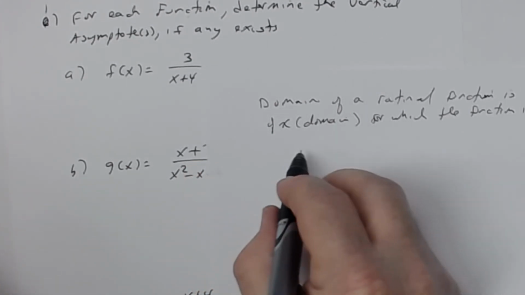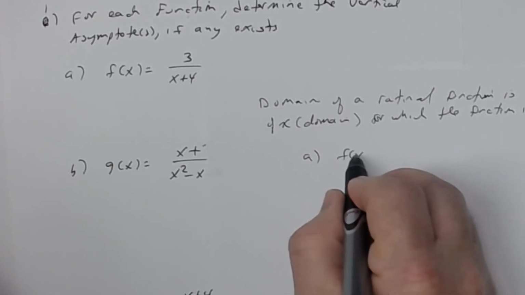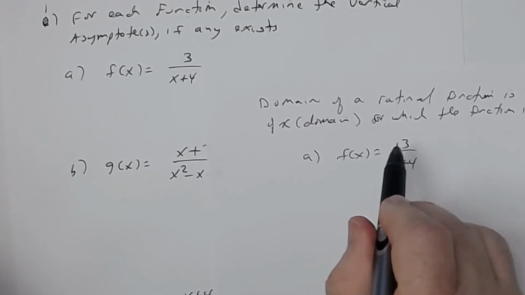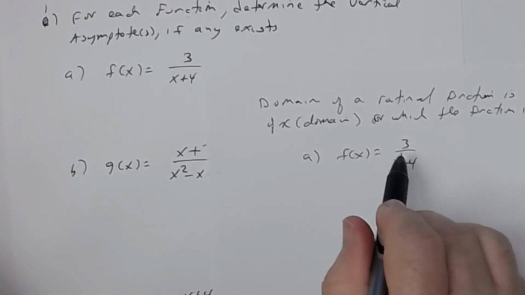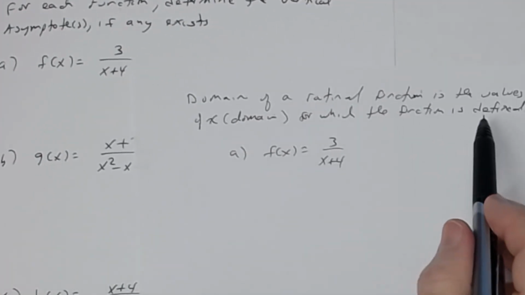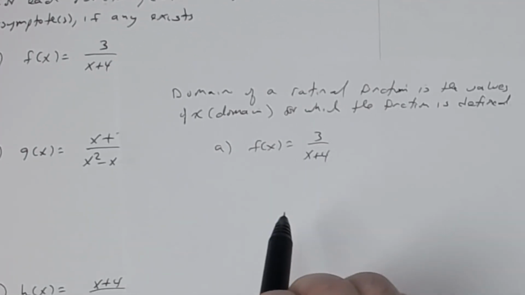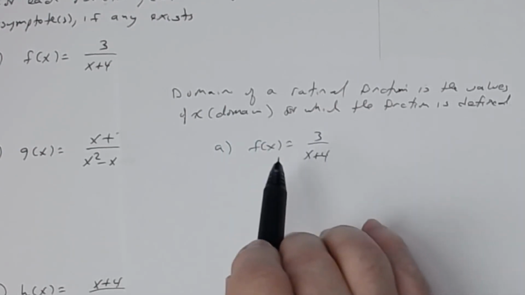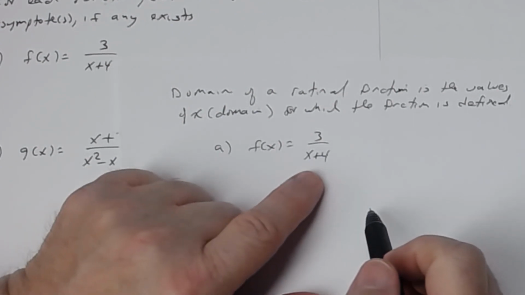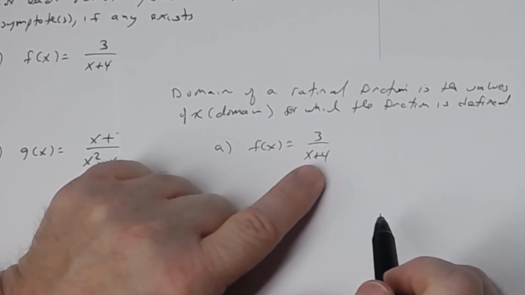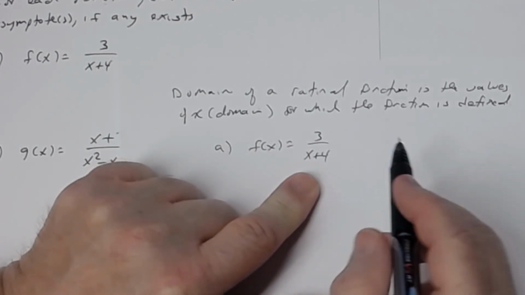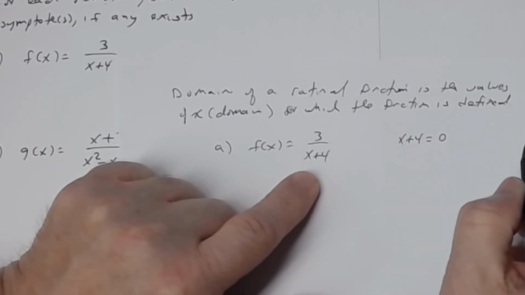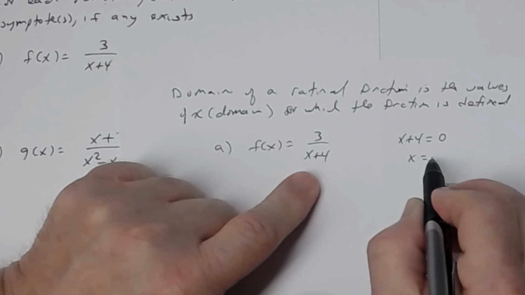Okay, so if you look at letter A, where we have f of x is equal to 3 divided by x plus 4. So remember, when you have a fraction, in this case a rational function, it is undefined when the denominator is 0. So you want to find the values of x for which it is defined. Well, first of all, let's talk about where it is undefined. So a fraction is undefined when the denominator is 0. So all you do is you take that denominator, x plus 4, and you find out where it's equal to 0. That's all you do. So this is equal to 0 when x equals negative 4.